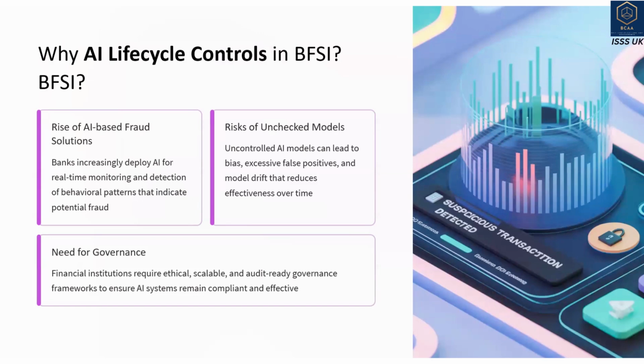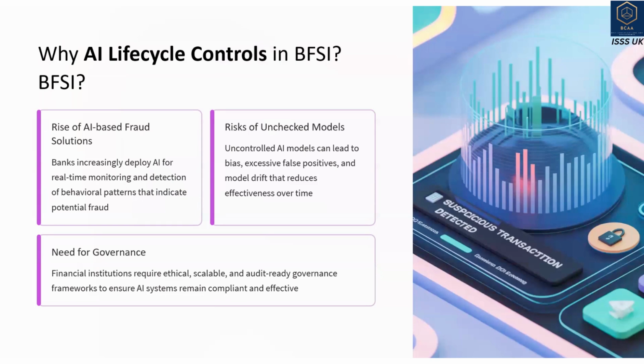Second is the risk of unchecked models. When we say models, that is a combination of algorithms and machine learning, right? Uncontrolled AI models can lead to bias, excessive false positives, and model drift that reduces effectiveness over time. Governance helps to identify the bias and any kind of false tolerance within the system. And if frauds are happening, that is why it is important that we run AI governance.